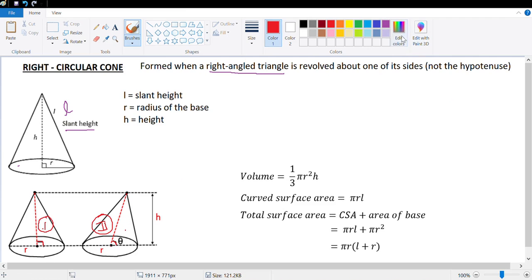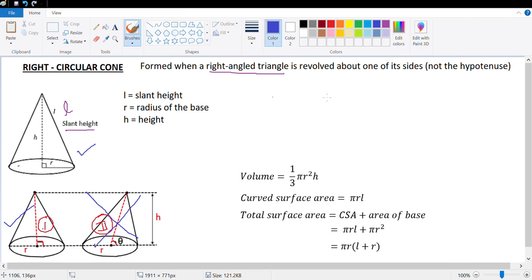In our syllabus this year for grade 10, we are talking purely about the right circular cone. So even if the question doesn't mention right circular cone and just mentions cones, we are talking about the first kind of diagram, which is a right circular cone.